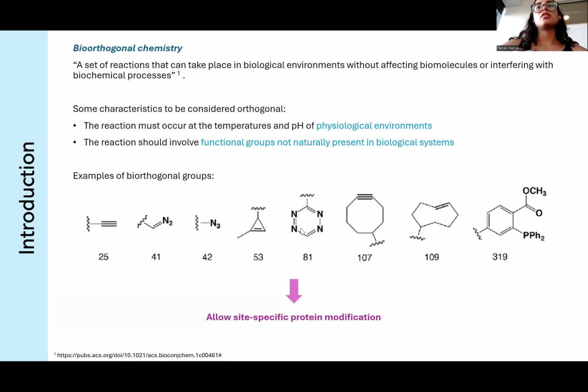Here you can see some of the groups that are generally used in bioorthogonal chemistry, and as you can see, they have mostly double and triple bonds. All of these groups have been shown to allow site-specific protein modification.